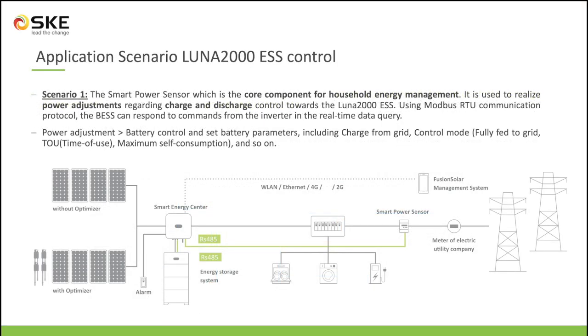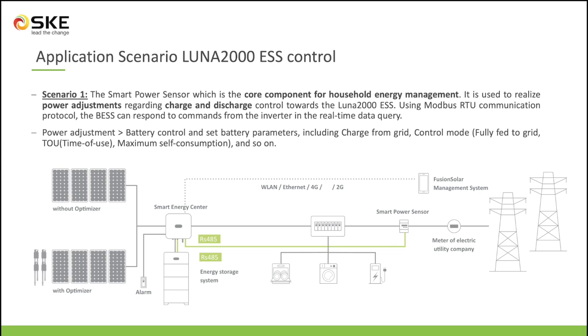Coming to our application scenarios, using this type of application scenario, we can learn more about the features and finally understand the purpose of integrating this type of component in our photovoltaic system. The first scenario refers to the Luna 2000 energy control. The smart power sensor, which is the core component for household energy management, is used to realize power adjustments regarding the charge and discharge control towards the Luna 2000 energy storage system using the communication protocol Modbus RTU.